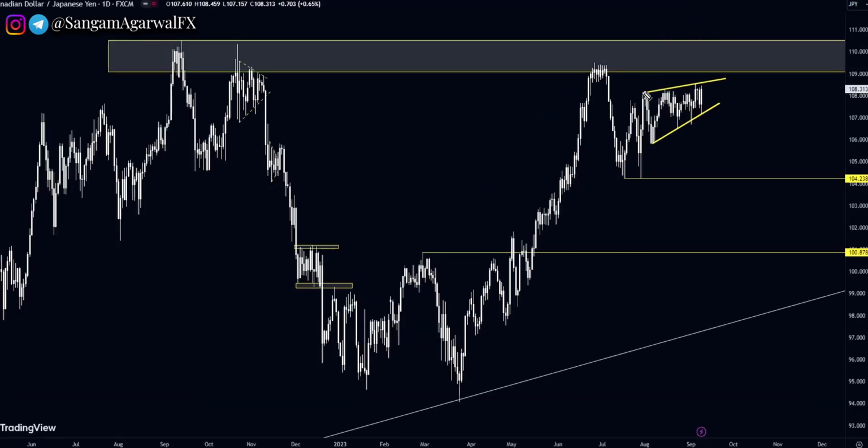Then CADJPY daily time frame, it is making this triangle chart pattern correction, and last week it again tested this lower trend line. So this was the fourth retest. If the lower trend line breaks out, then you can sell on the retest, with a minimum target of 104.238.